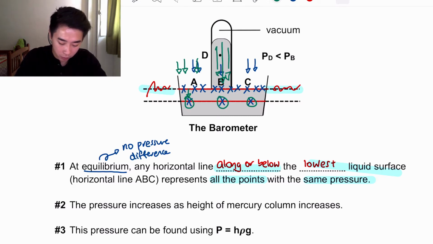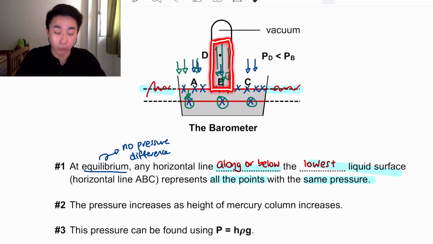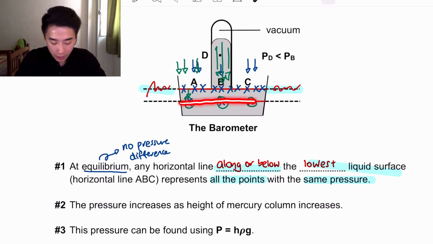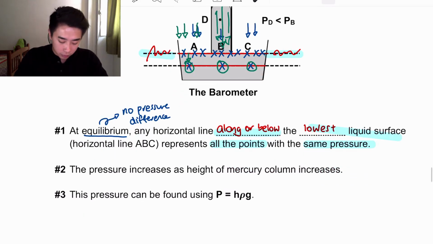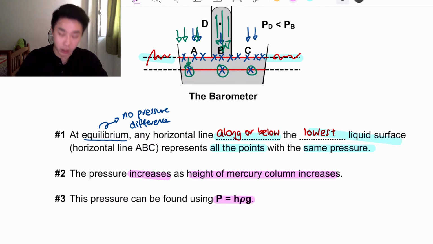But this part of the mercury column is equivalent to my atmospheric pressure, right? So this height of the liquid column causes pressure that is equivalent to the atmospheric pressure. And after that, it still has an additional vertical height of mercury column that causes pressure on this point. So you realize that it is true that any point along these lines will experience the same pressure. Of course, the pressure will increase as the height of mercury above increases, and this pressure can be found using P = hρg.